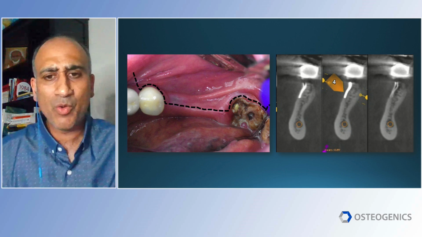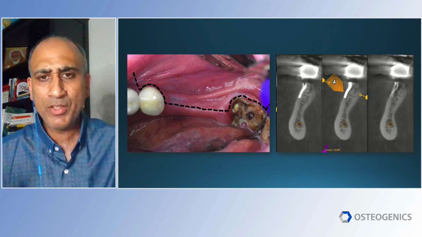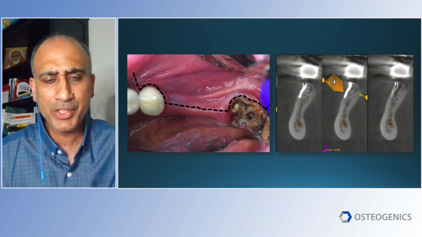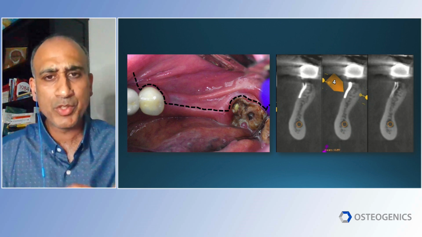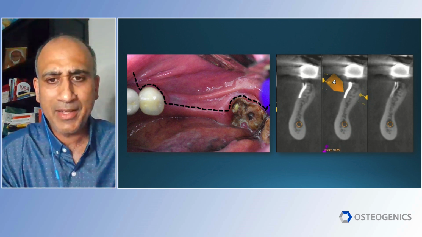So again, I start with my incisions. I go 1 tooth on either side for my remote vertical incisions with a paracrestal incision, preserving as much keratinized tissue as I can.